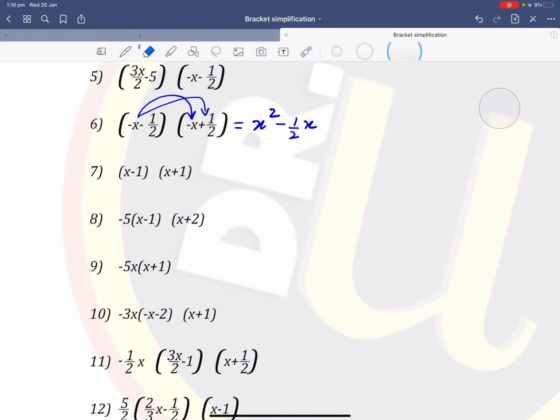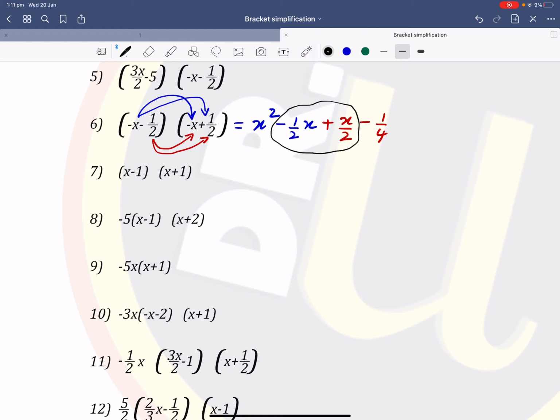Okay, so we have to know what we do now. Now, minus half with minus x, minus minus is going to be positive, and it's going to be x divided by 2, so you can do it easily. And here, it's minus half plus half, it's going to be minus 1 divided by 4. Now you can see, if you look at these two, you can cancel those together, and it's going to be 0. So answer would be x squared minus 1 divided by 4. So this is a neat technique. In math, we call it difference of squares. I'm going to teach you in a different section.